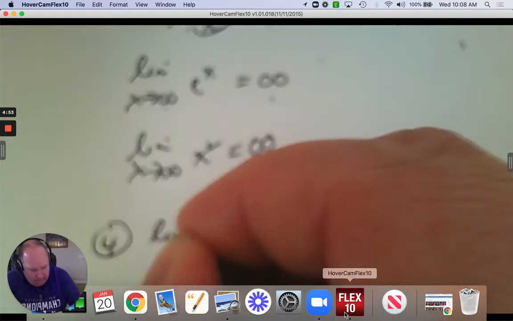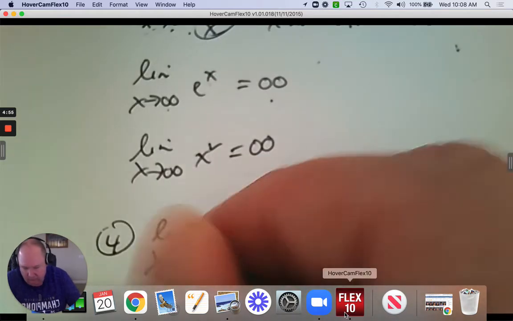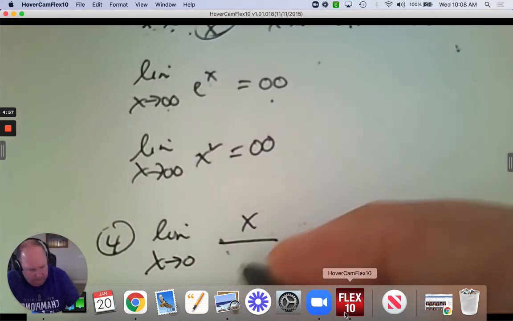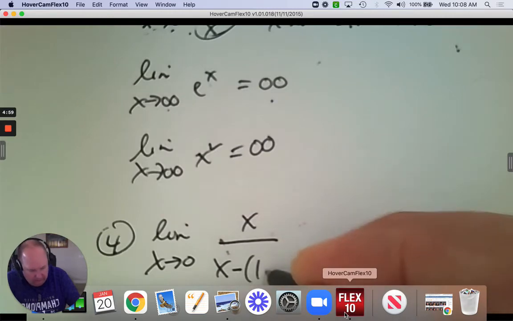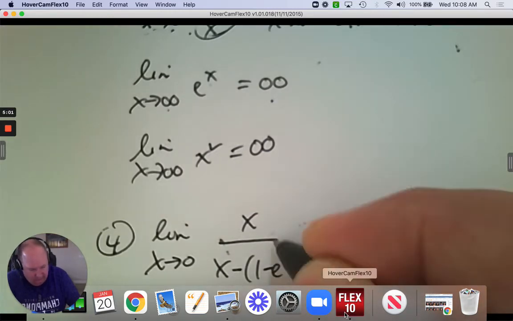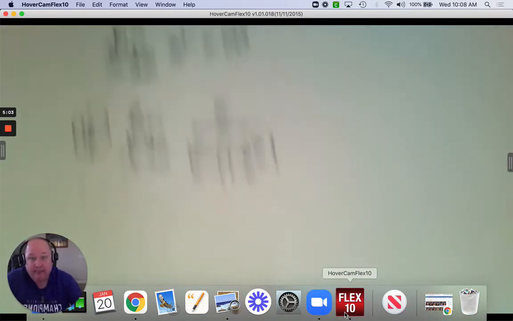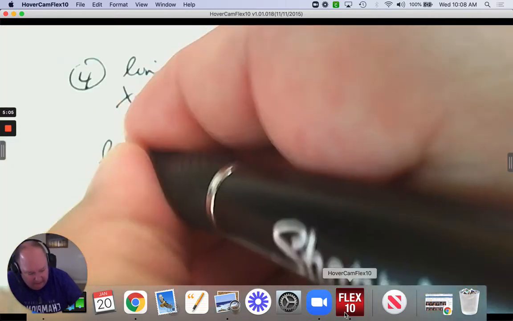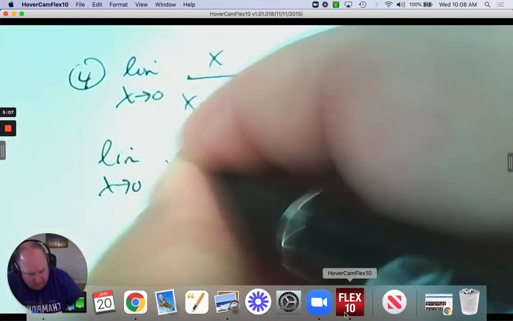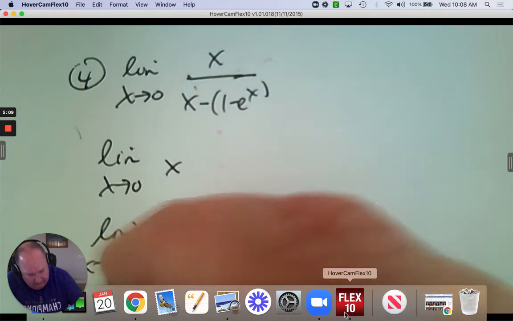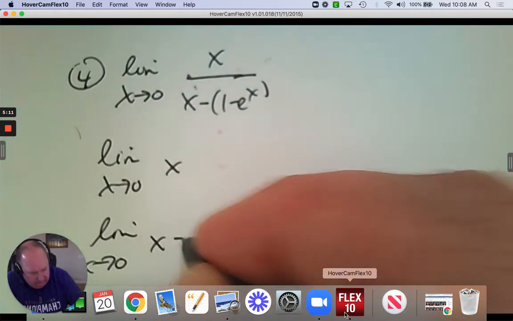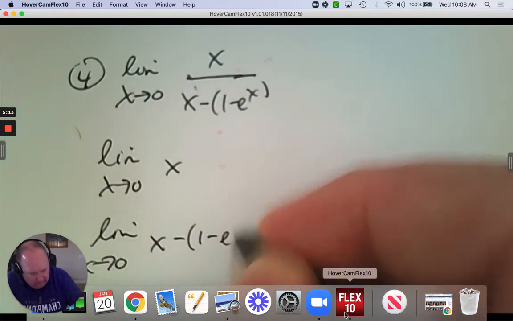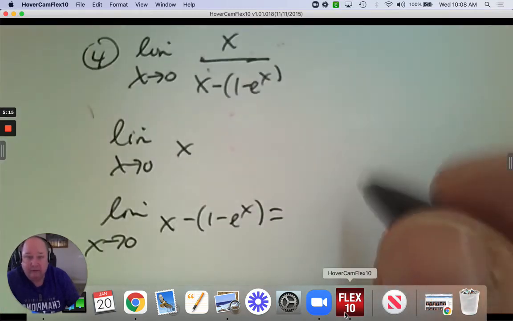So what's the limit as x approaches 0 of x over x subtract 1 subtract e to the x? Make sure I wrote it down correctly. So I'm going to separate the numerator and denominator underneath, so I can clearly see what the rule is that I'm going to use. So there it is. I separated it.